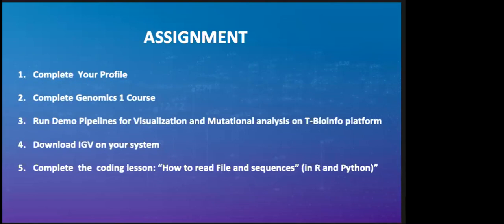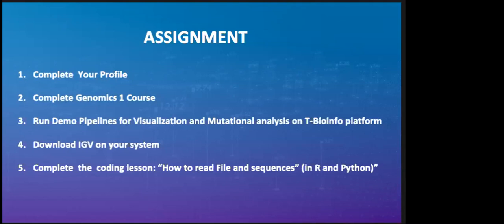And we also ask that for the people that have done Genomics 1, please keep running the demo pipelines for visualization and mutation analysis. Don't run a pipeline once and presume that you have availed yourself of all the knowledge on that pipeline. You can run it as many times as possible. Begin to manipulate the pipeline, begin to understand the pipeline, so by the time we come on Tuesday, it is easier to follow and understand.